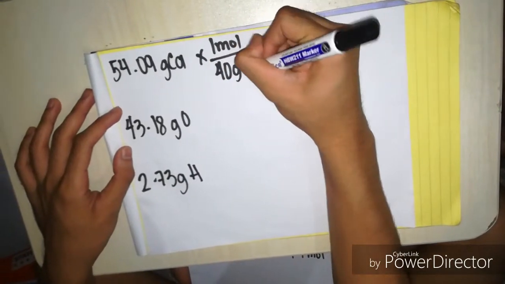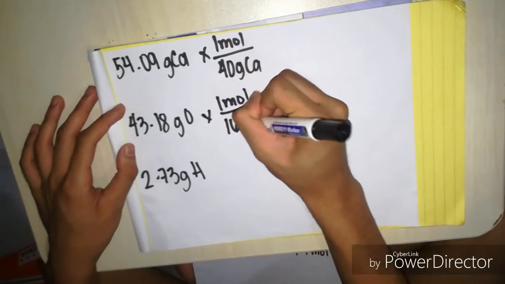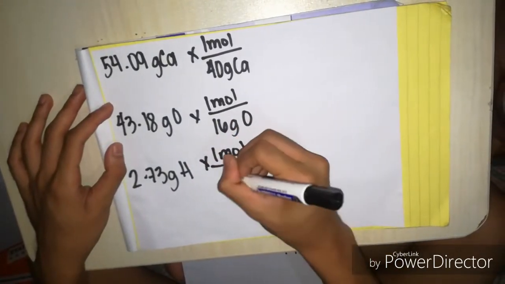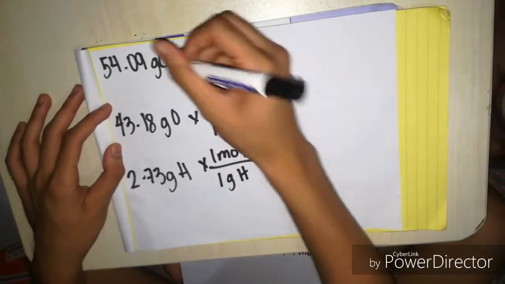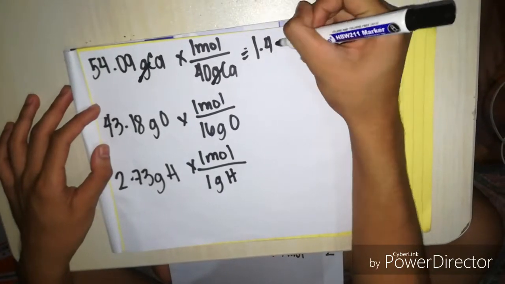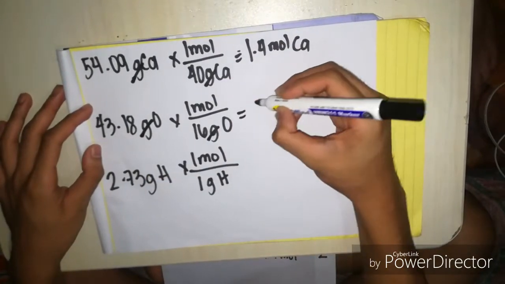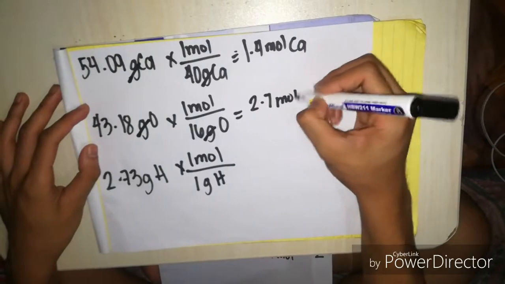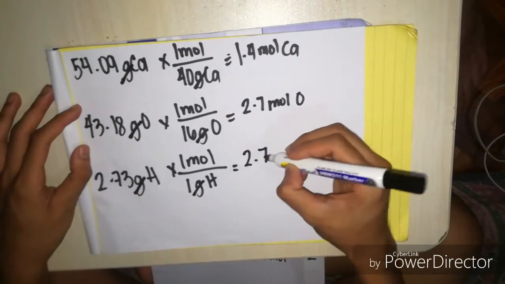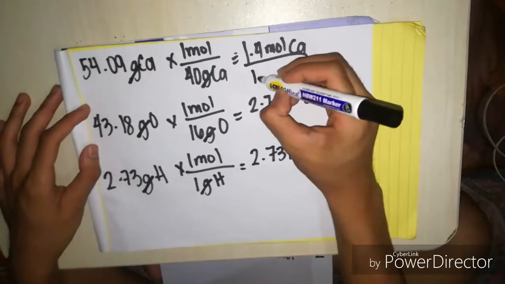For calcium, we have 40 grams of calcium. For oxygen, we'll have 1 mole divided by 16 grams of oxygen, and for hydrogen, we'll have 1 mole divided by 1 gram of hydrogen. Cancel the units. 54.9 grams times 1 mole divided by 40 grams of calcium is equal to 1.4 moles of calcium. 43.18 times 1 divided by 16 is 2.7 moles of oxygen. 2.73 grams of hydrogen times 1 mole divided by 1 gram of hydrogen is equal to 2.73 moles of hydrogen.